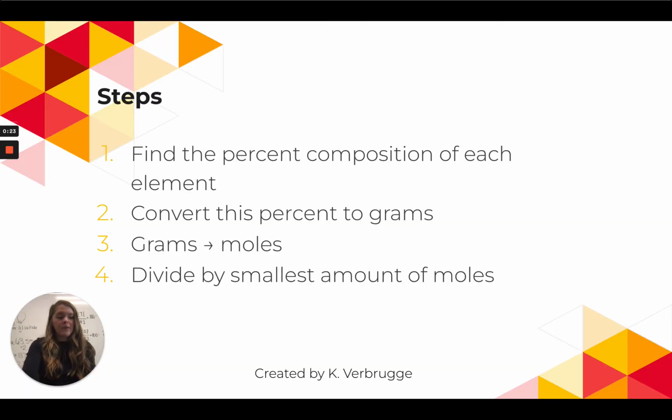So the steps when we're finding empirical formulas, we first need to find the percent composition of each element. The previous video went over percent composition, so make sure you have a good understanding of that before you try to start tackling empirical formulas. After you find that percent composition, you're going to convert that percent to grams. We're then going to go from grams to moles and then divide by the smallest amount of moles. So go ahead and write those steps down and keep those in your head as I show you a little practice problem doing this type of work.